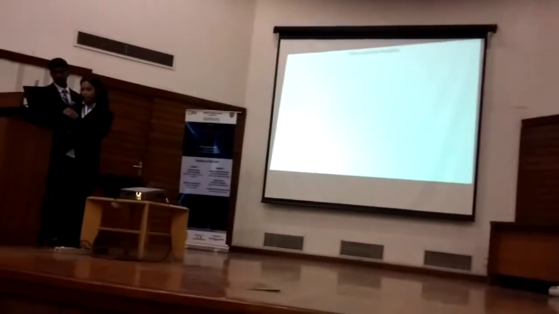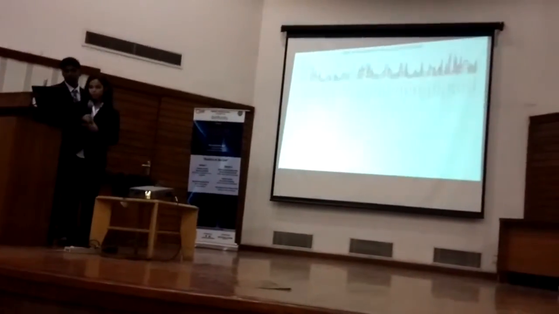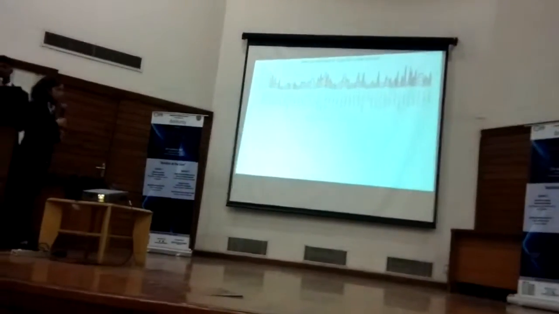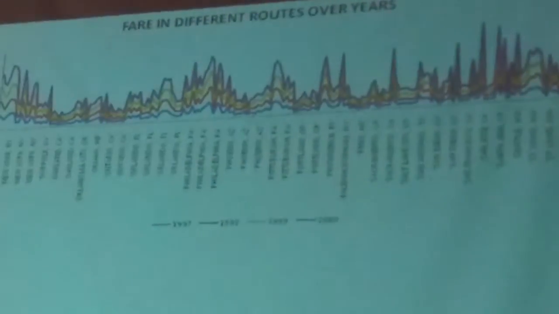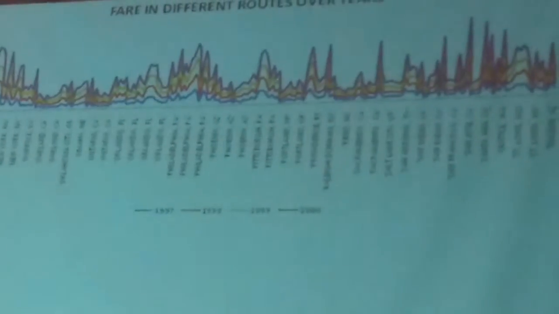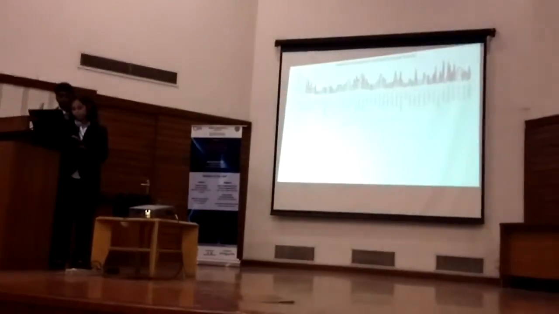So coming to the next slide, which is about descriptive graphs, we'll start with the first graph, which is for the fare over different routes over the different years. It was observed that over the different years, the trend was the same, either increasing or decreasing in all the routes. Another insight was that starting from year 1997 or 1998, it was increasing, which will be further justified in our regression results.